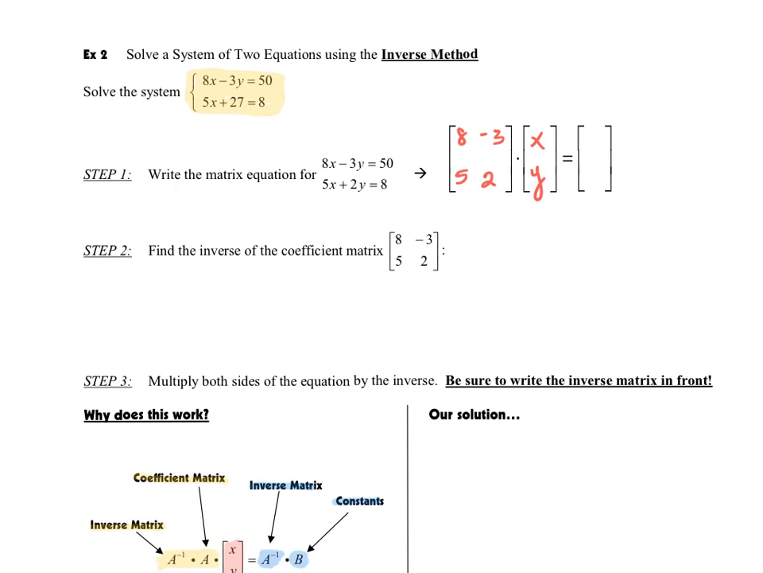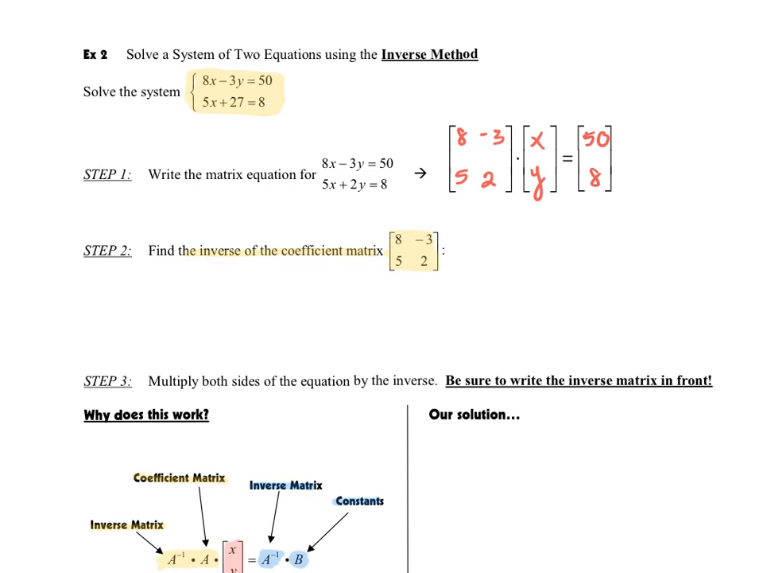So it just allows us to separate it out to do our work a little better. On the right-hand side, we're going to write our constants. So basically, it looks like the regular system of equations. We've just pulled out the x and the y. Now what we're going to do is find the inverse of the coefficient matrix. So just the coefficient matrix here.